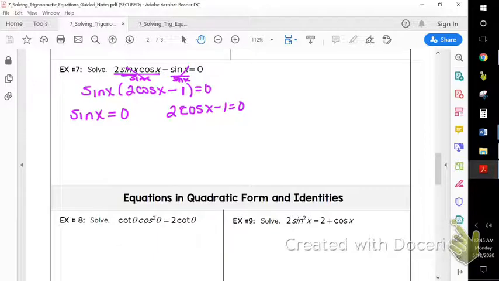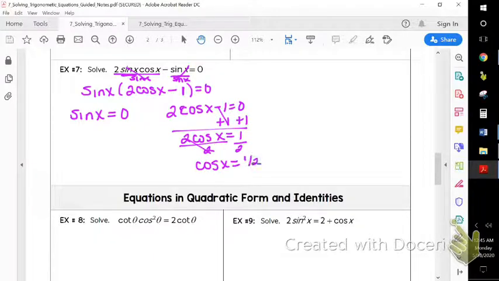Well, I can't do anything else with sine of x equals 0, but 2 cosine of x minus 1 equals 0, I can solve for cosine. So I'm going to add the 1, and I'm going to divide by 2. Alright, so I'm going to go ahead and work the second one because it's very similar to what we were doing. Cosine of x is positive 1/2.